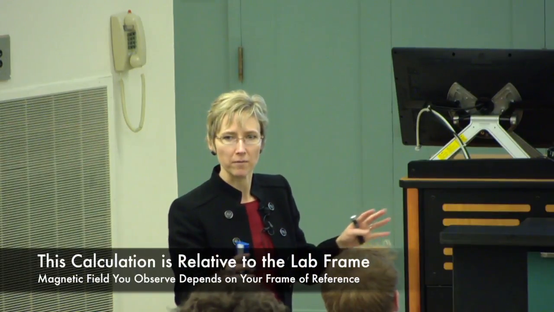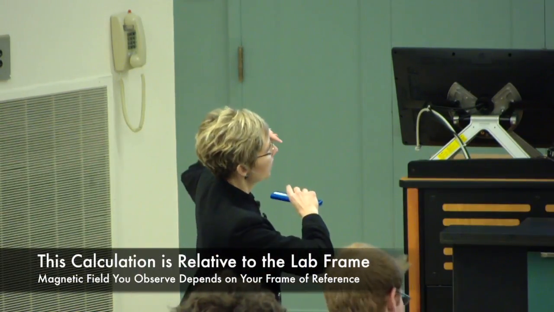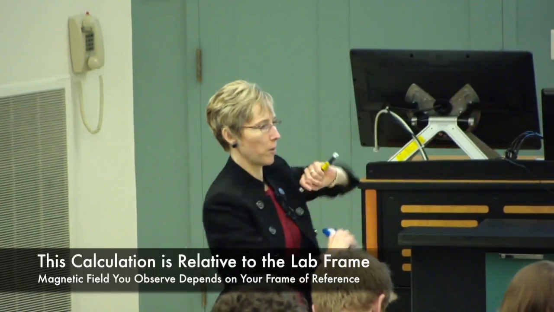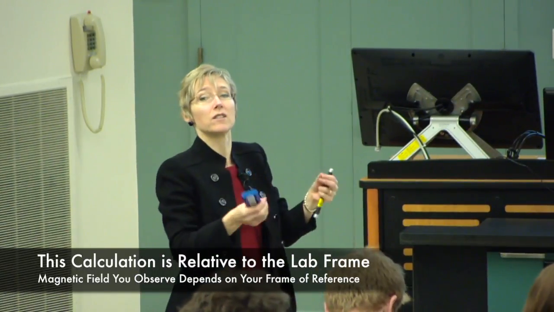So there's the net magnetic force that we observe. We have to remember, as soon as we say velocities are involved, we have to be clear that this is relative to the lab frame. The lab frame is us. We've got those positively charged particles moving by at velocity v relative to us, the observers, and that's the v that goes into that equation. So there's the magnetic force. Do you have questions on that so far?